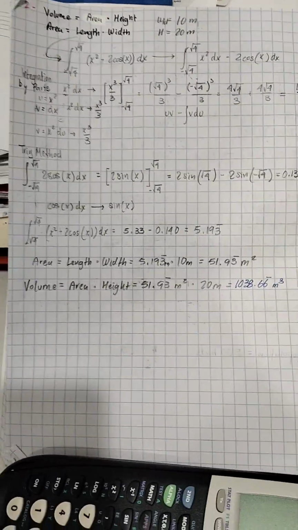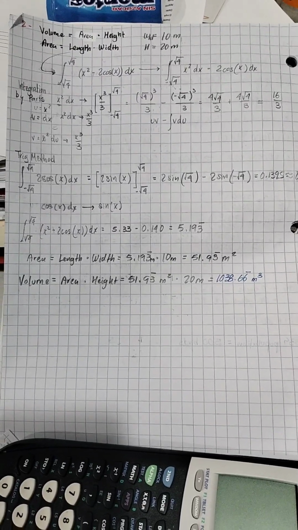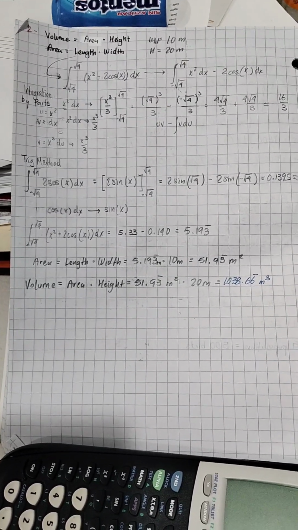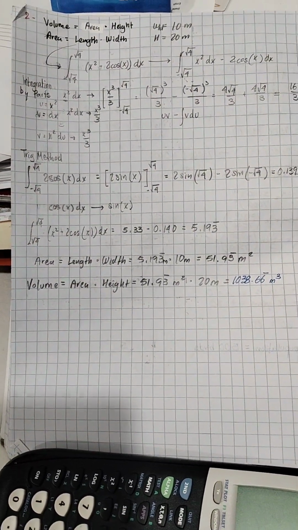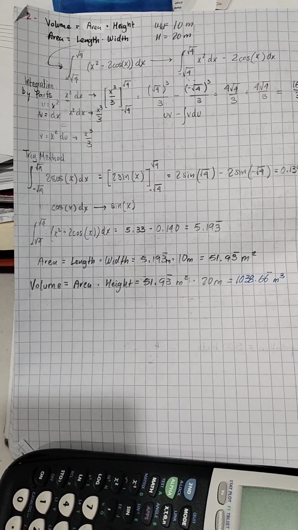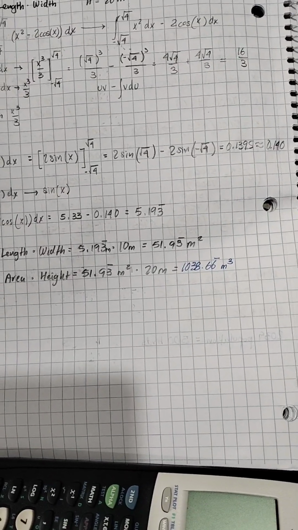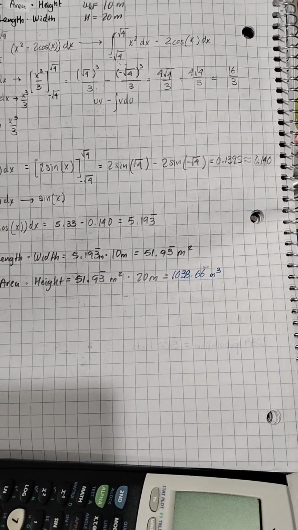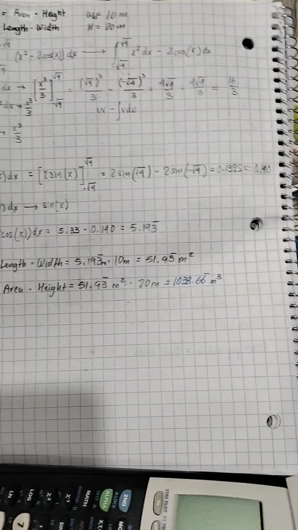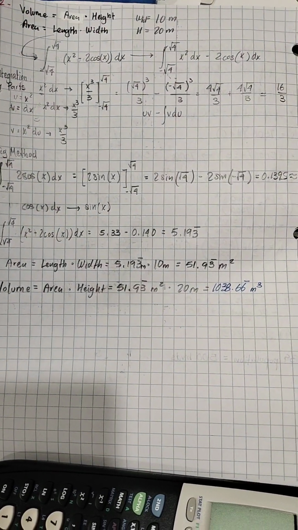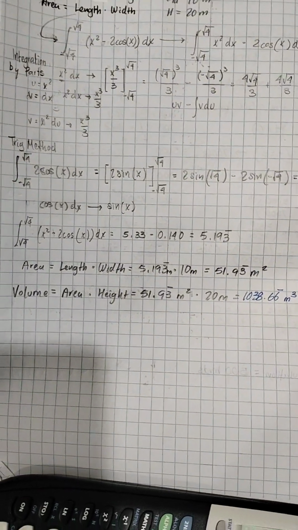So for the second one, the problem goes like this. It is about a library building, a volume problem. The library roof is formed by the intersection of two curves: a modified parabola described by y equals x to the 2, and a cosine wave given by y equals 2 cosine x.